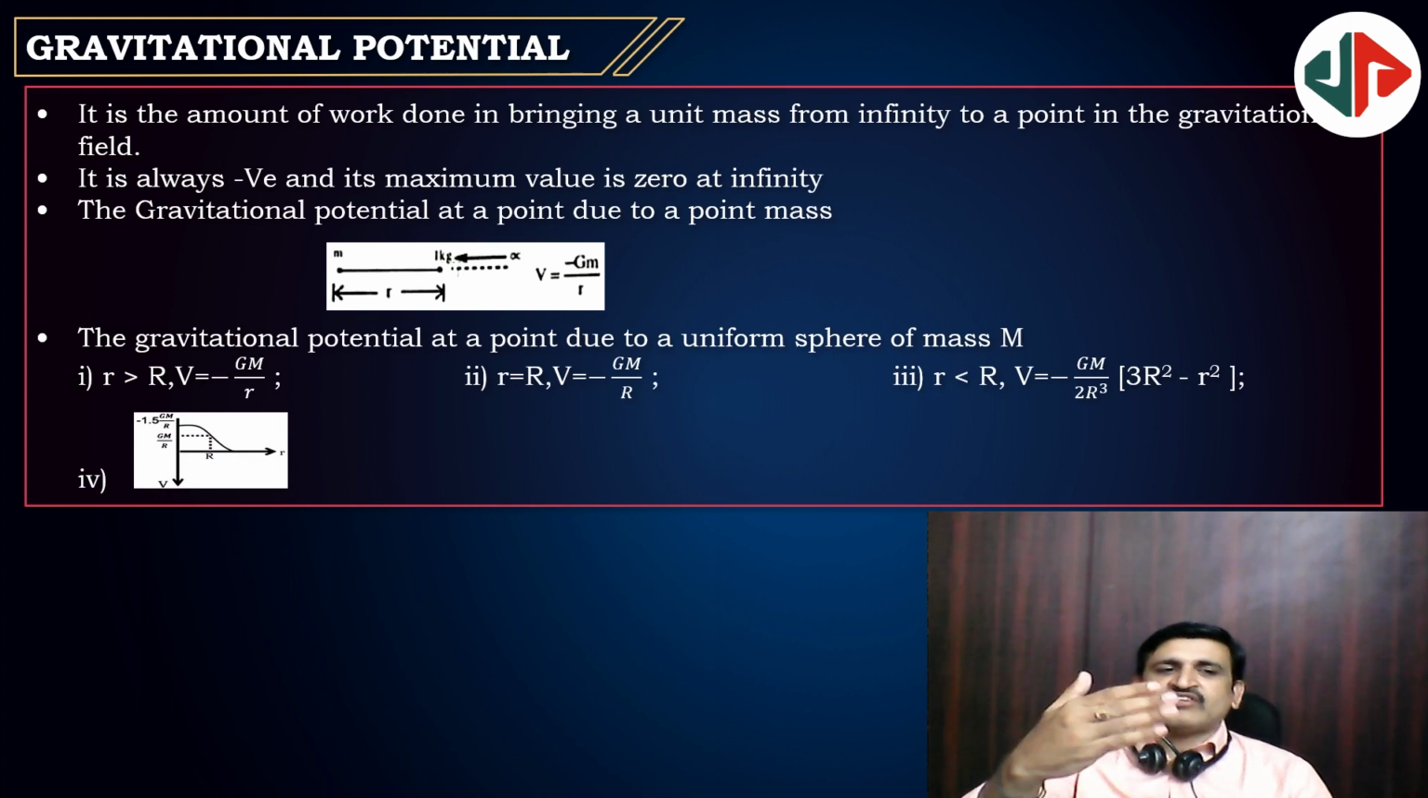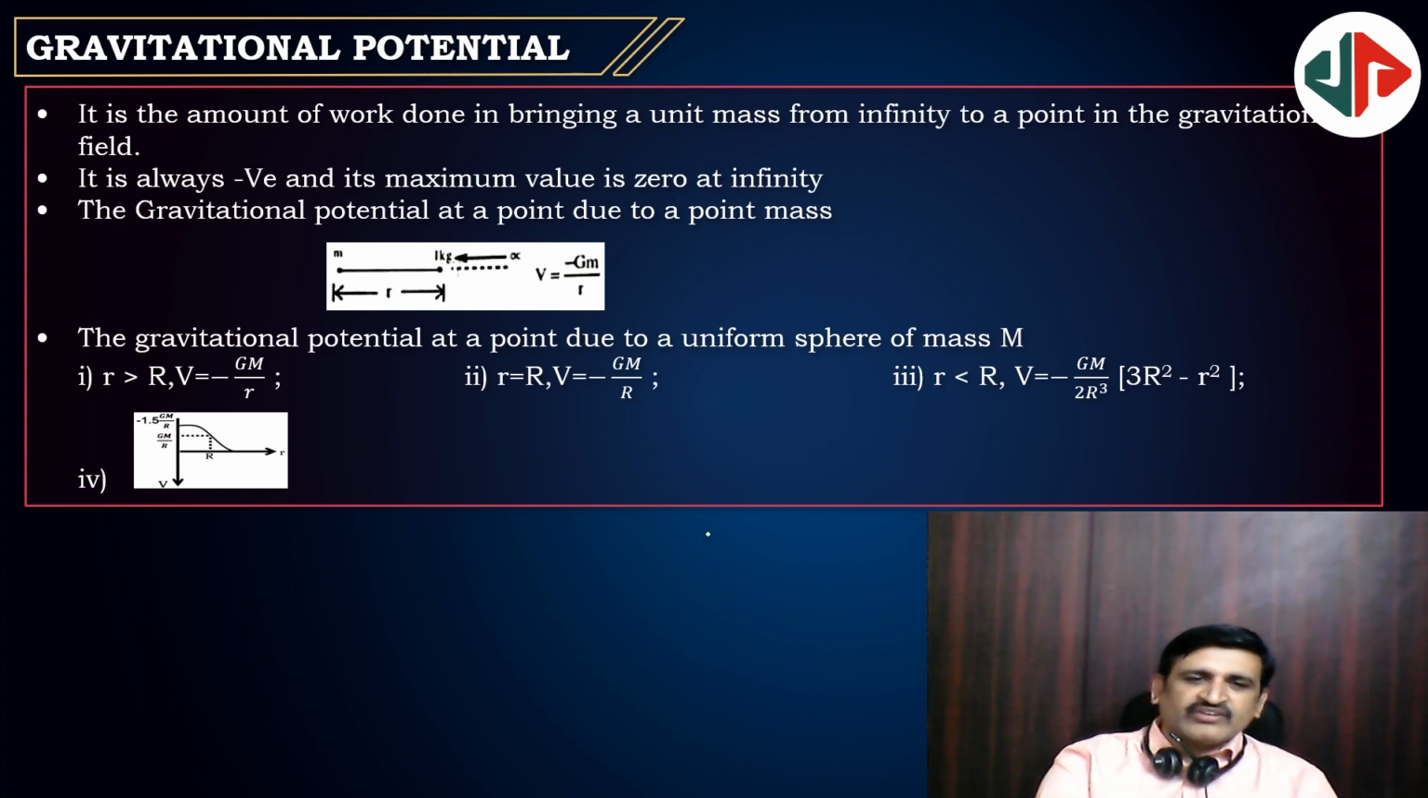Actually, the graph you have to treat in the downward direction. Why? Because it's a negative one. You have to print this in your mind like this. This side is potential negative, this is positive, and this is r.